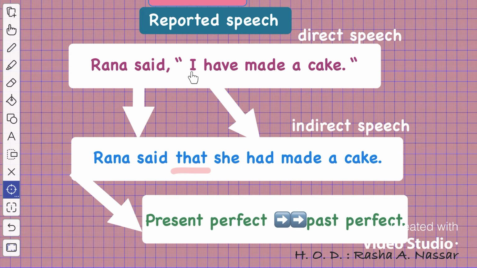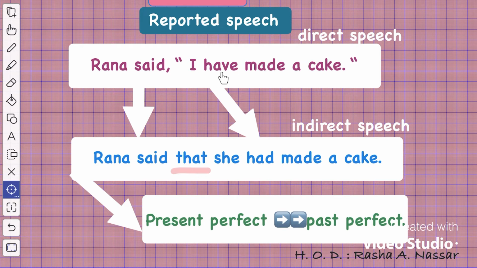And then the second step is to change the pronoun I into the pronoun that is found before the small brackets. So here the pronoun is Rana, she. So I will be changed into she. And then we will change the present perfect into past perfect.